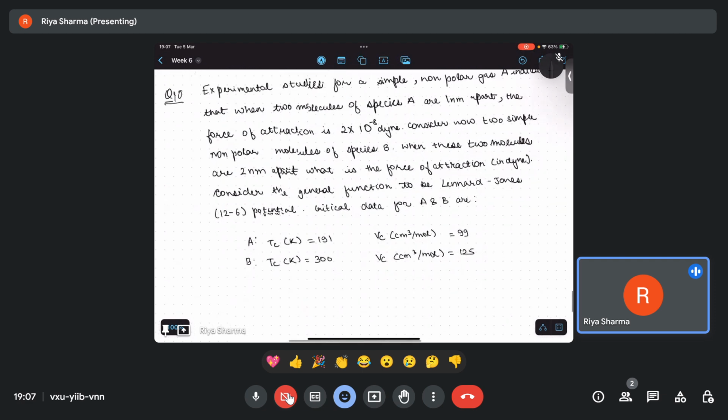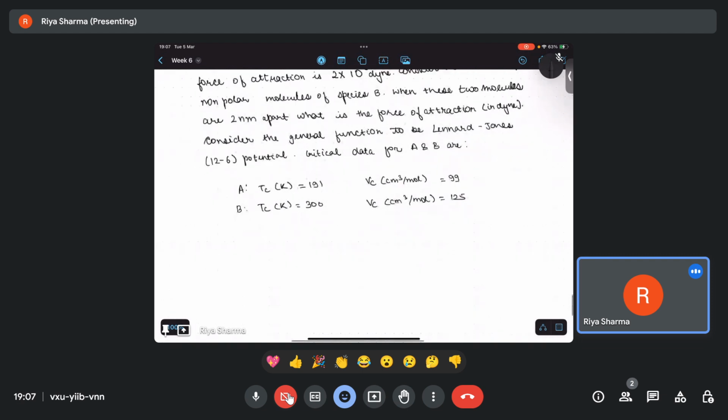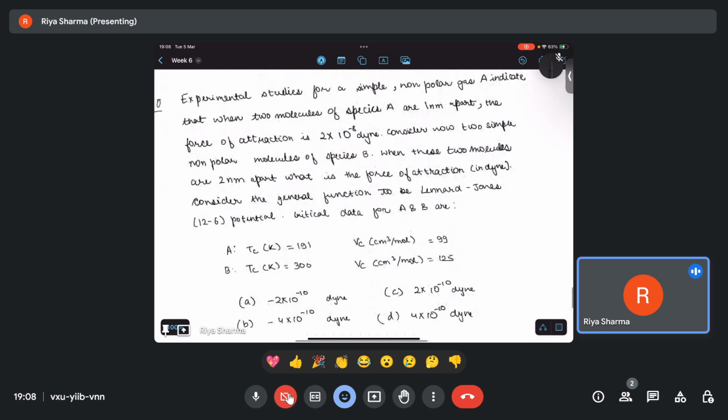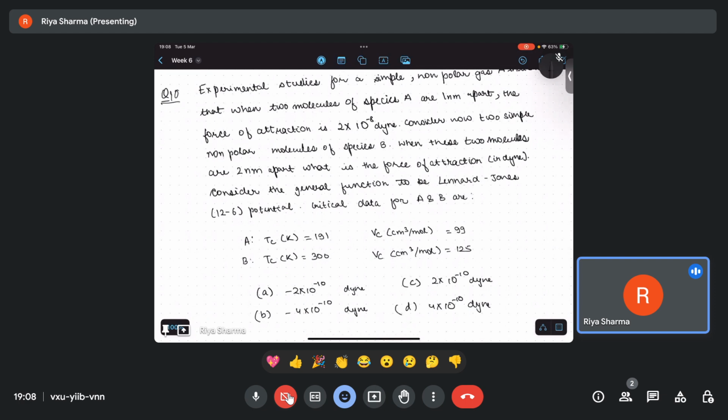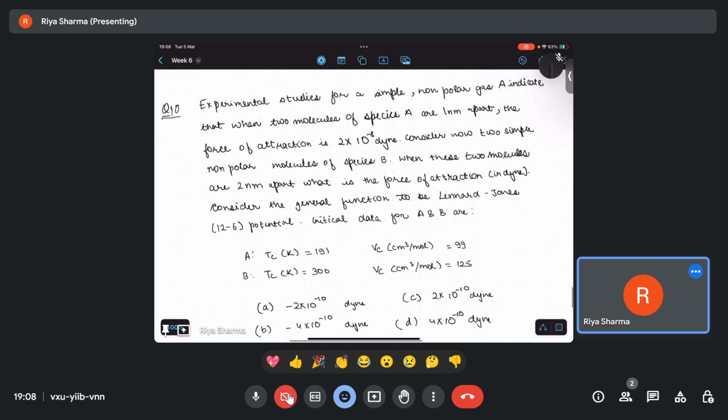You have to find the answer, so I'll give you some options also. B is minus 10 dyne. These all are in dyne. C is 2 into 10 to the minus 10 dyne. And D is 4 into 10 to the minus. You can once attempt this question. It's a good question, honestly. You can go through the question and then we'll start it.